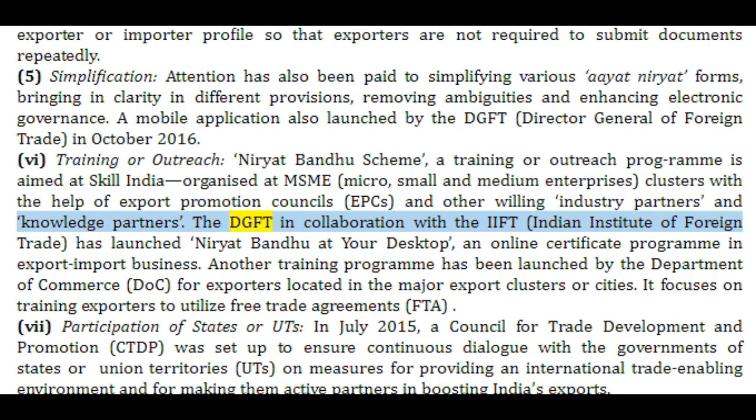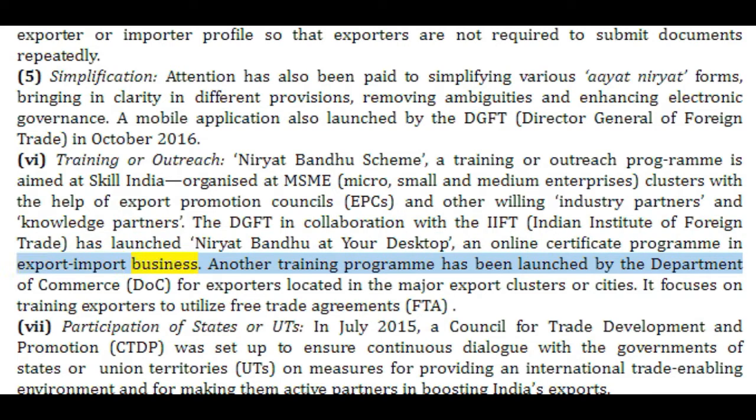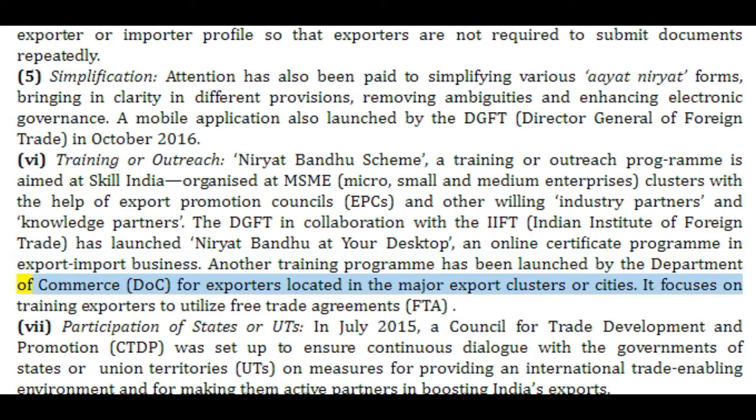The DGFT, in collaboration with the IIFT, Indian Institute of Foreign Trade, has launched Niryat Bandhu at Your Desktop, an online certificate program in export-import business. Another training program has been launched by the Department of Commerce, DOC, for exporters located in the major export clusters or cities. It focuses on training exporters to utilize Free Trade Agreements, FTA.